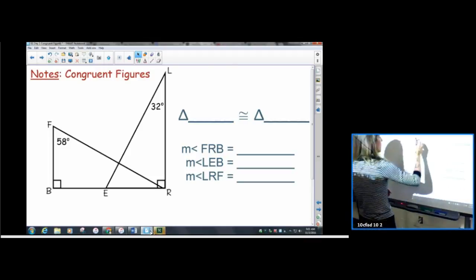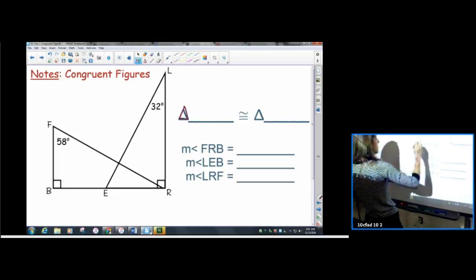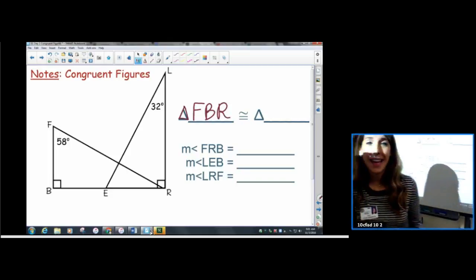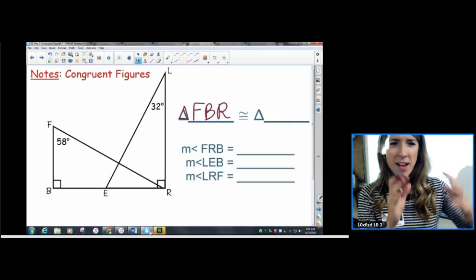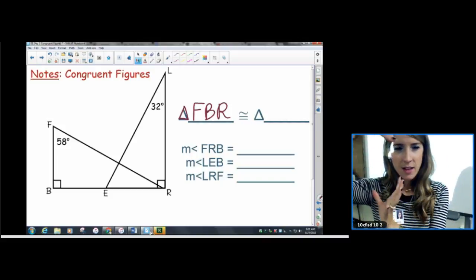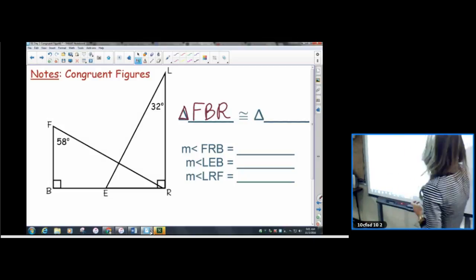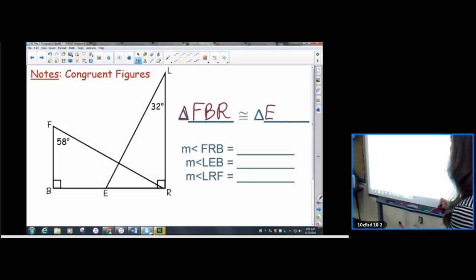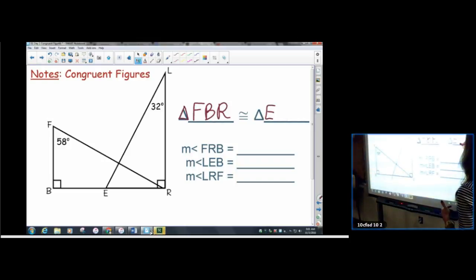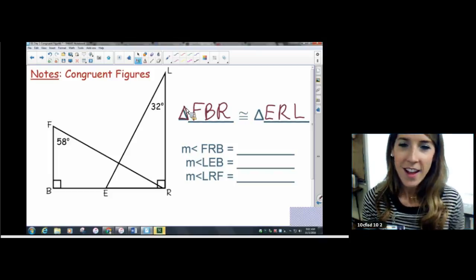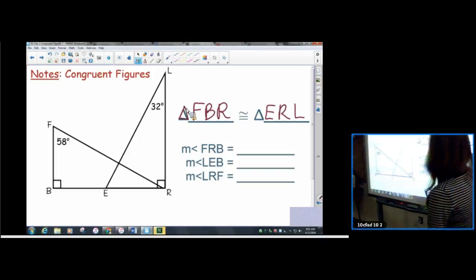So if I call the first triangle, triangle FBR, then I would need to name the second triangle in a likewise manner. Can you picture that triangle rotating to where F became E? Do you see that rotation? So if F becomes E, then B corresponds with R, and then the R, you reuse it, and it corresponds with L. Triangle ERL. Okay, so let's solve for some missing angles.